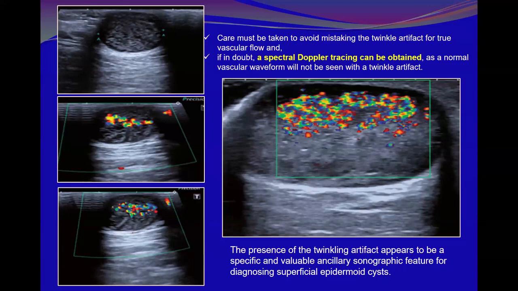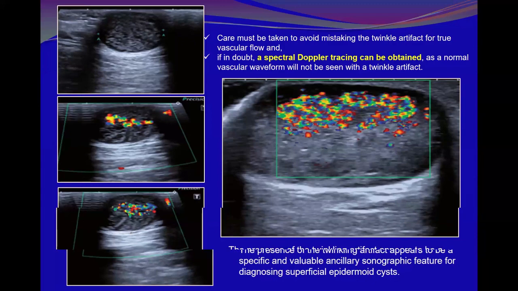Also twinkling artifacts can be appreciated in a case of epidermoid cyst. Okay, can you see it here? This is not a true vascular color signal in a lesion. This is just twinkling artifact. And to confirm this is not a Doppler shift, this is only twinkling artifact, you can use the spectral Doppler over this area and confirm it.